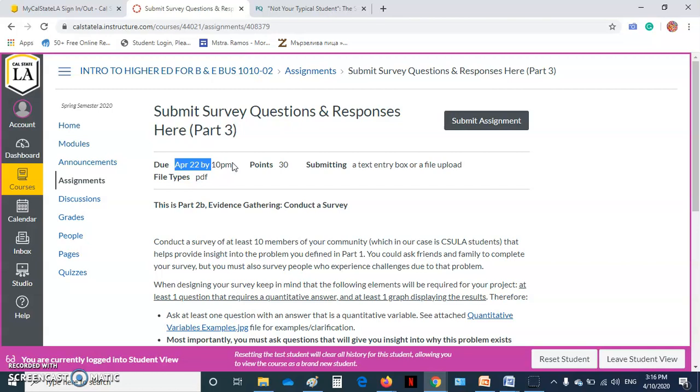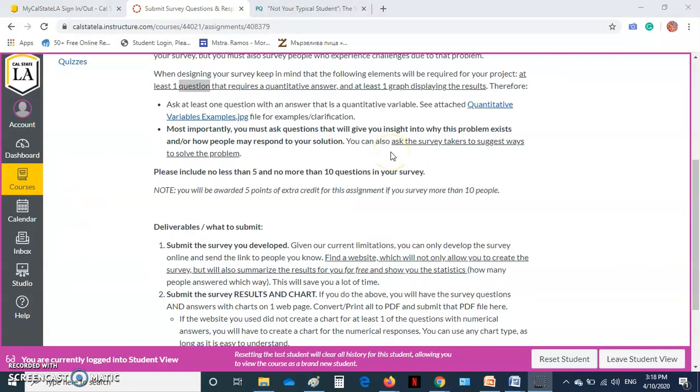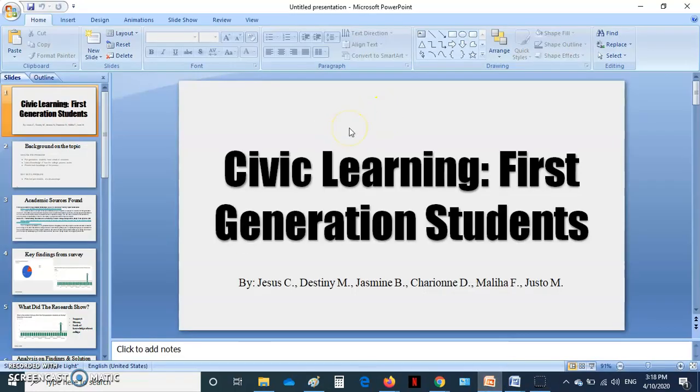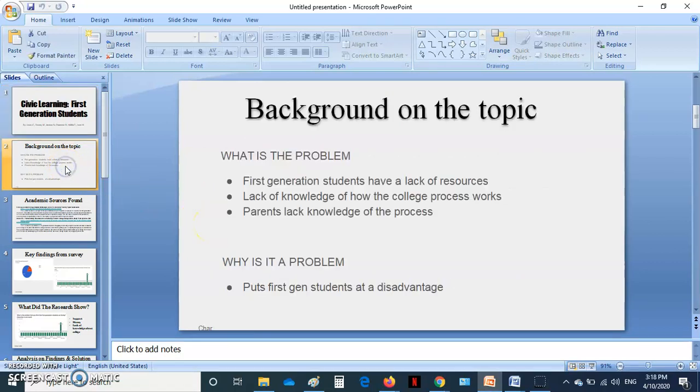You can divide the team into two groups maybe. Two people can work on the articles and two people can work on the surveys. Or 2 and 3, whichever way you would like to. Before I continue with the questions, I'm going to show you one sample of what other students have done. So prior semesters, they had to present and they created a PowerPoint. It's regarding first generation students. You see that they define the problem and they explain why it is a problem.